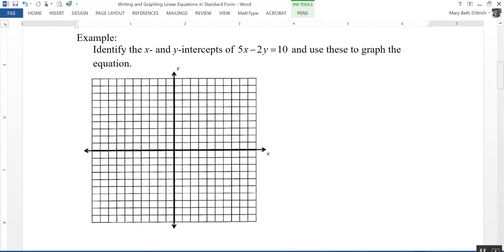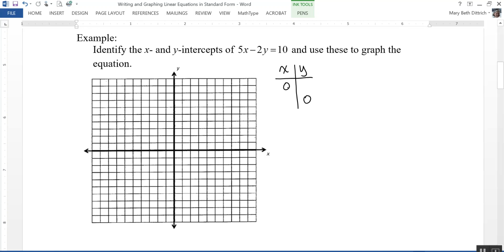It says identify the x and y intercepts of the equation 5x minus 2y equals 10, and then use these intercepts to graph the equation. So basically what I want to do, I kind of like to start with a little table here. I want to know when x is 0, what is y, and what is x when y is equal to 0. So 0 is a really cool number because it makes things go away.